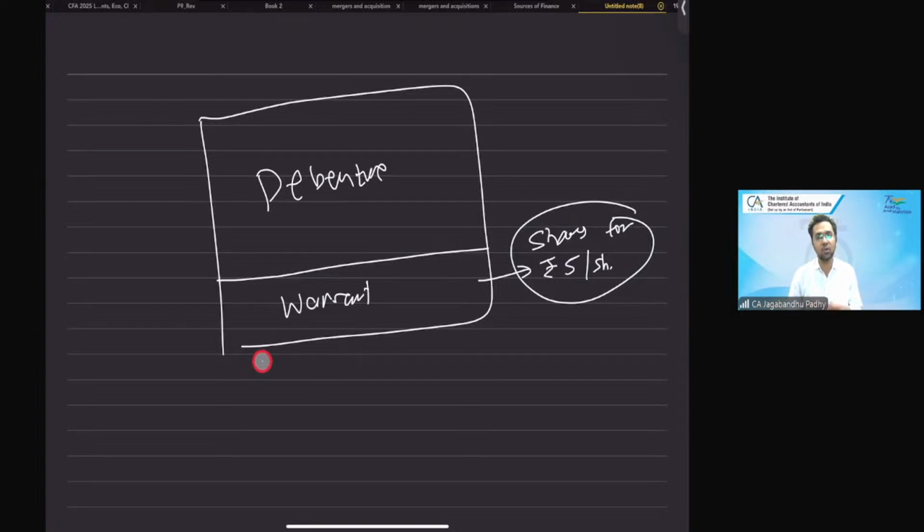So a warrant is giving you the option to buy the shares at a very discounted value. It is up to you whether you want to use that warrant or not. If you want to use it, you just tear it off and give it to the company. The company will give you a share for ₹5. Whatever the price of the share is, be it 50, 100, 1000, you will still be able to get the share at ₹5 because that is stated in the warrant.